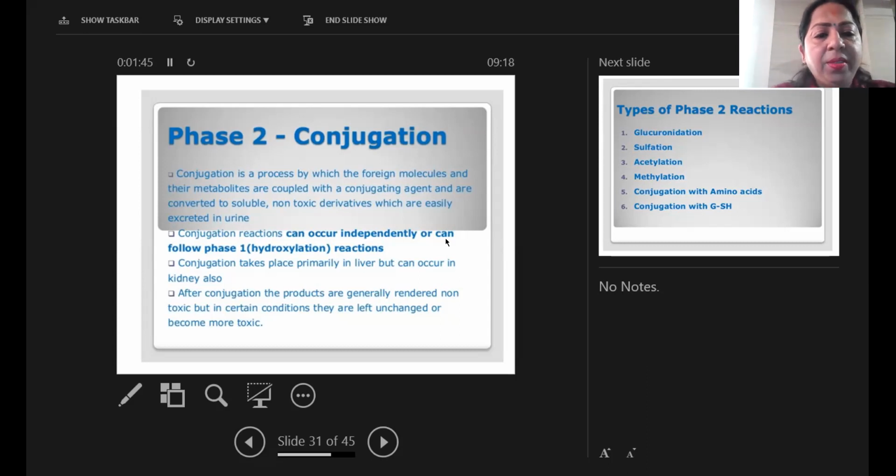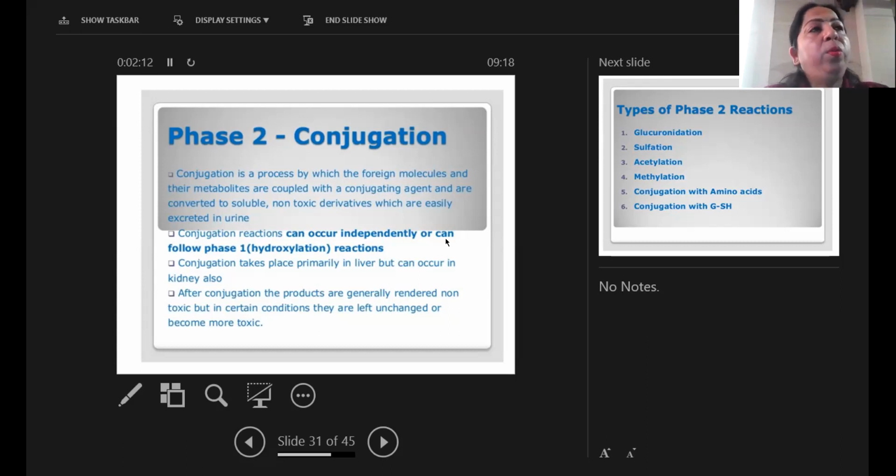So conjugation reactions can occur independently or can follow the phase 1 reaction. Conjugation takes place primarily in the liver, but can occur in kidneys also because few enzymes concerned with this are present in kidneys as well. After conjugation, the products are generally rendered non-toxic, but in certain conditions, they are left unchanged or become toxic.